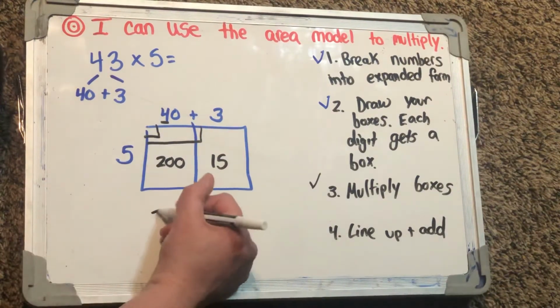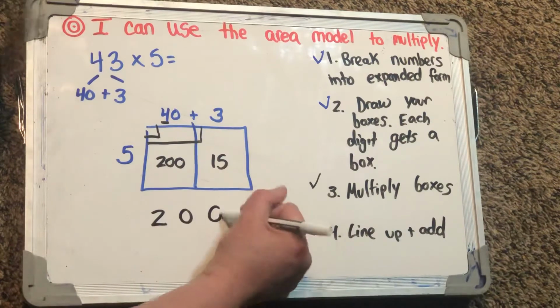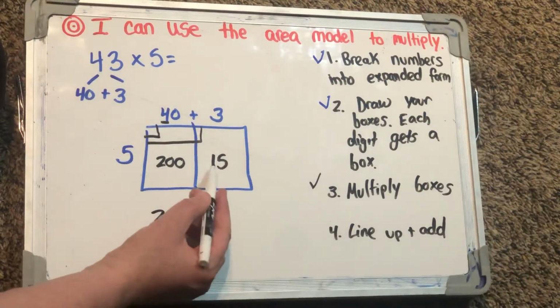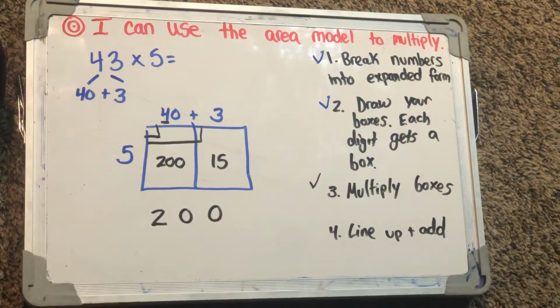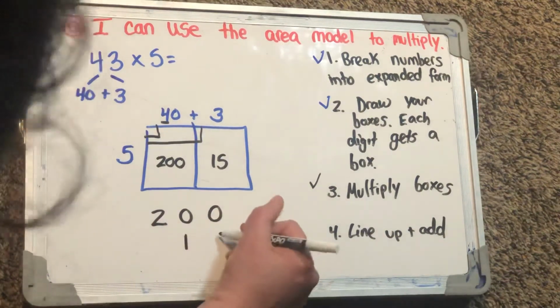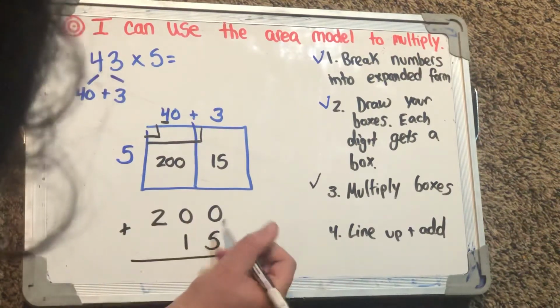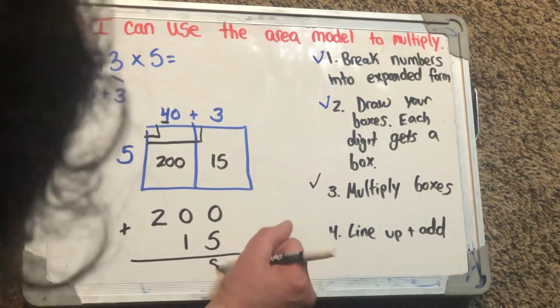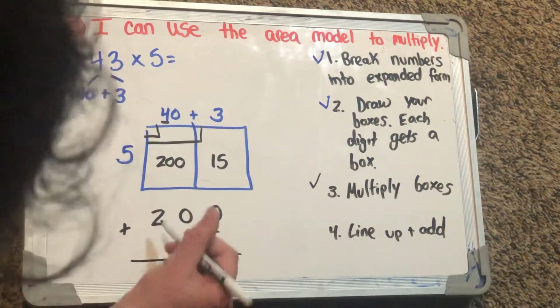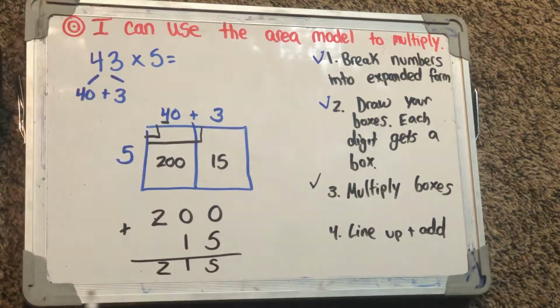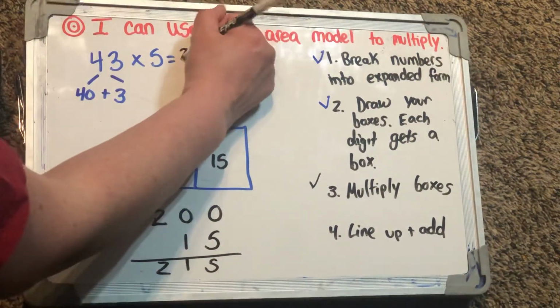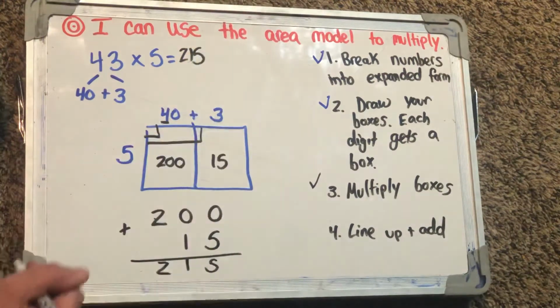And then step 4, line up and add. So my 200 has a hundreds, a tens, and a ones. My 15, think about the value of that 1. It's not 100, it's a 10 and a 1. And then I'm going to add 5 plus 0 is 5, 1 plus 0 is 1, then bring down my 2. 43 times 5 is 215.